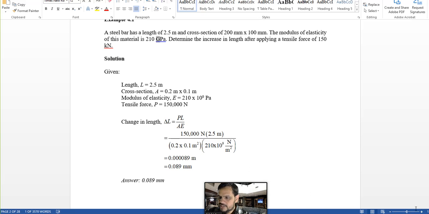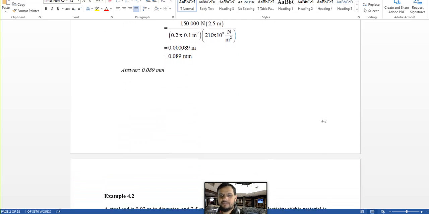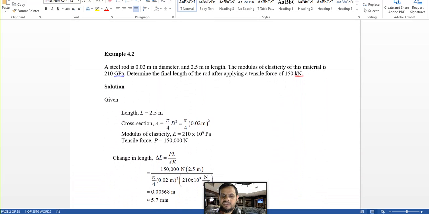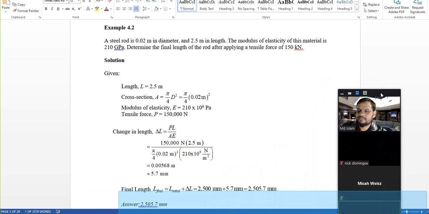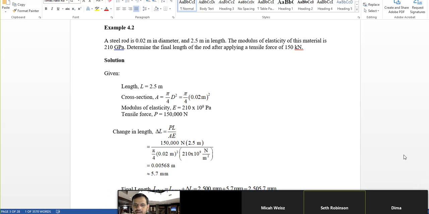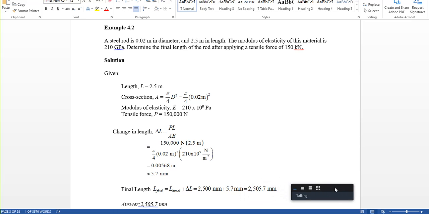Okay, so we are done with one example. Say another example very quickly. This example is asking what is the final length. Similar problem. How to calculate? First calculate the change in length. This problem is asking what is the final length. Simply, final length is initial length plus the axial deformation. Then first find the axial deformation, PL by AE.